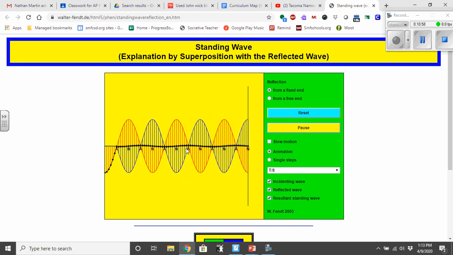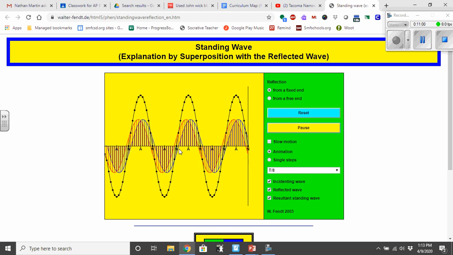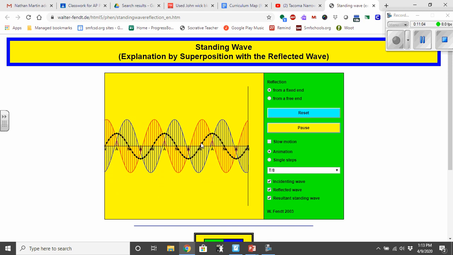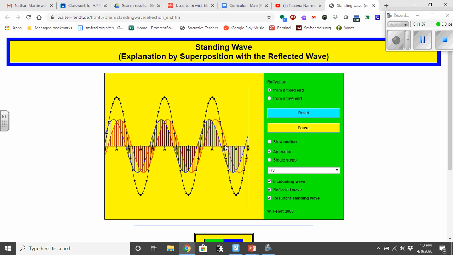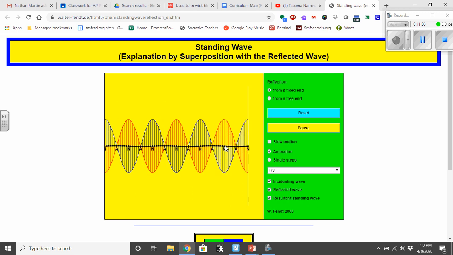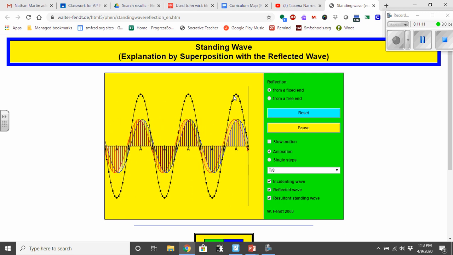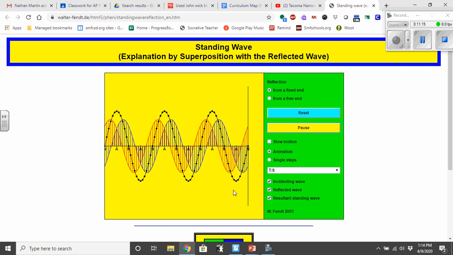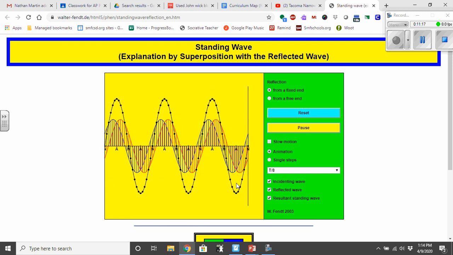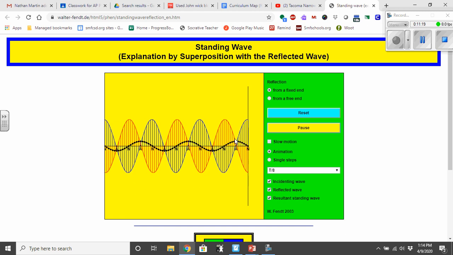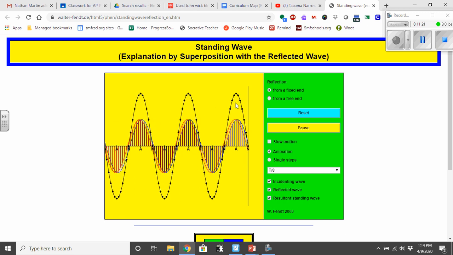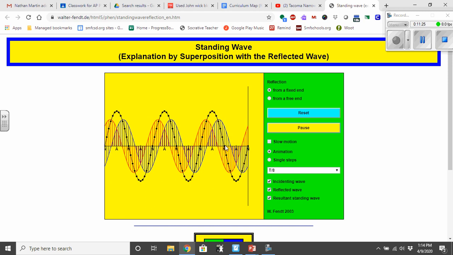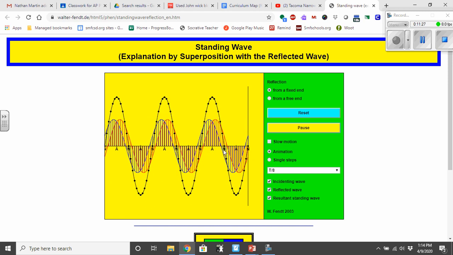In fact, if you get the tension just right in the string, you'll have these points here that have no movement at all. Those are known as nodes, no movement. The spots that have lots of movement, always in the same spot, with the same large amount of movement, are known as antinodes. So you have antinodes here, lots of movement, and nodes, spots of no movement.